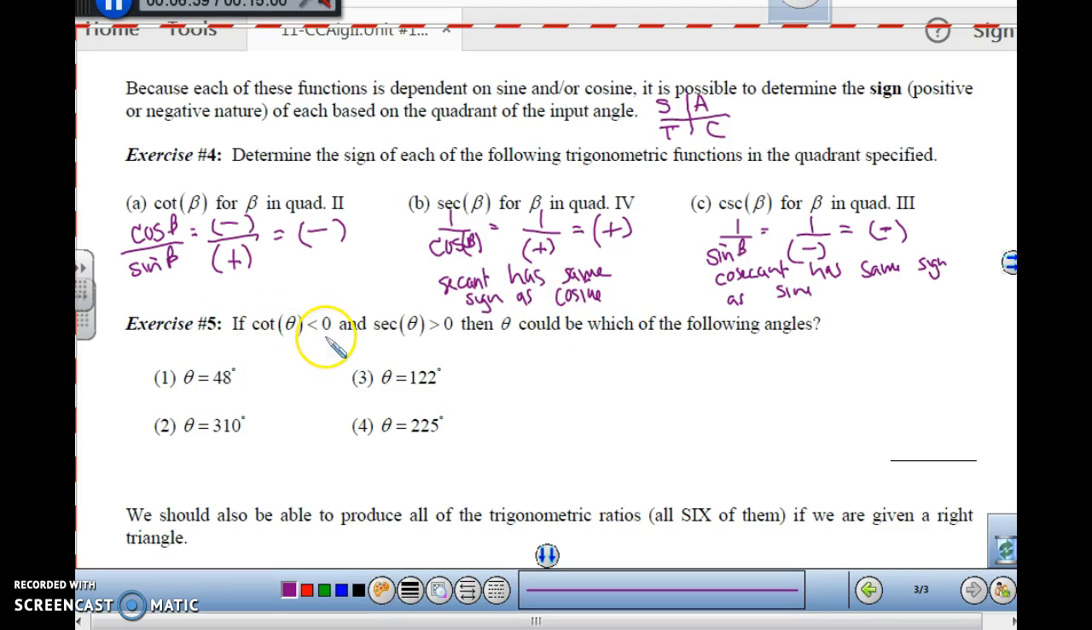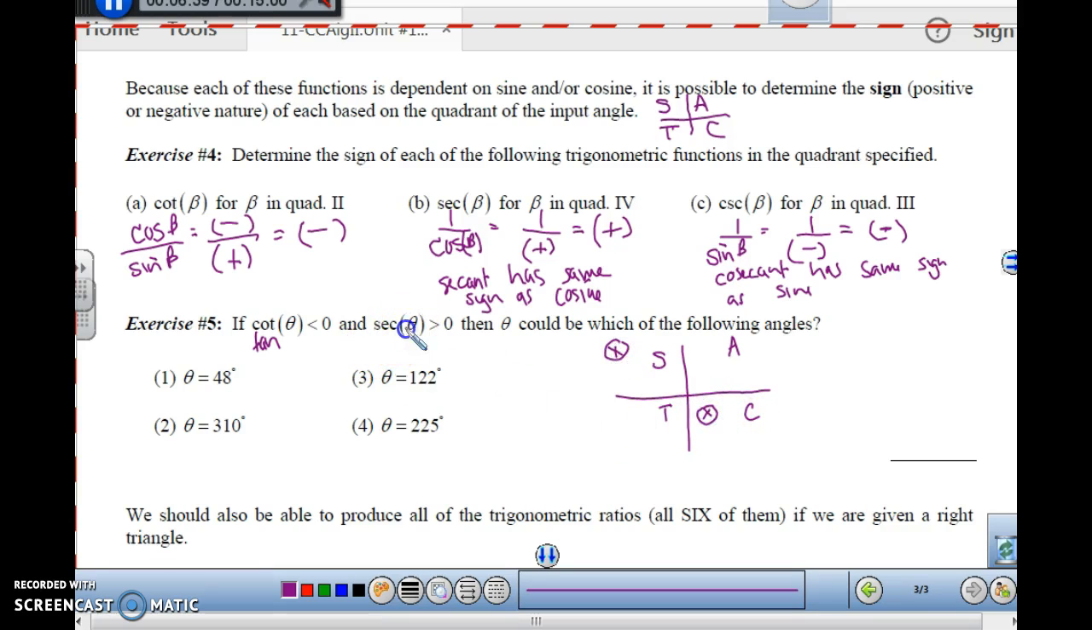All right, so let's look at exercise 5. If cotangent theta is less than 0 and secant theta is greater than 0, then theta would be which of the following angles? Okay, so let's take a look at this. Cotangent is the reciprocal of tangent. Tangent is negative in the second quadrant. If we go ASTC, tangent is negative here and also negative here.